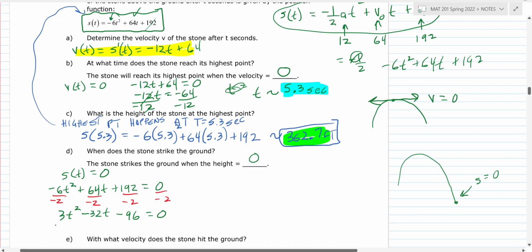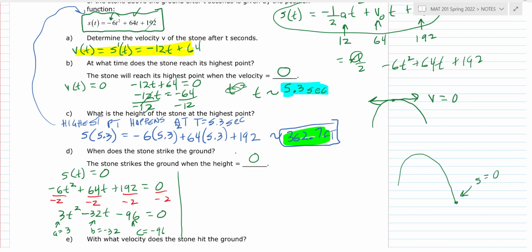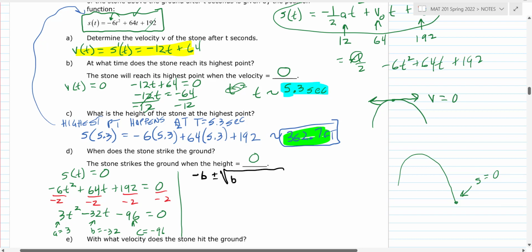Okay, and what I can do from here, of course, is that in the quadratic equation, a is 3, b is negative 32, and c is negative 96. So let's go ahead and do this with the quadratic formula then. We're solving for t here. The quadratic formula is negative b plus or minus the square root of b squared minus 4ac, all over 2a. So you want to write that down.